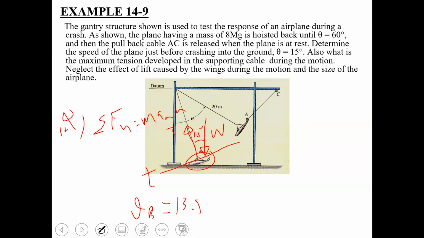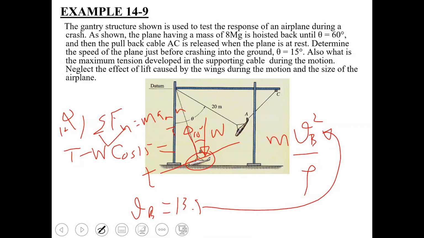What are the forces acting along the normal axis? One is the tension, the other is the component of weight, which is W cos of 15. Positive or negative? Negative, sir. So T minus W cos 15 should be equal to MAN. What is the value of AN? V square over rho, and V we have already found, which is 13.5 foot. Weight you know. So now you can find the maximum tension by solving this equation of motion. Is it clear to all of you?